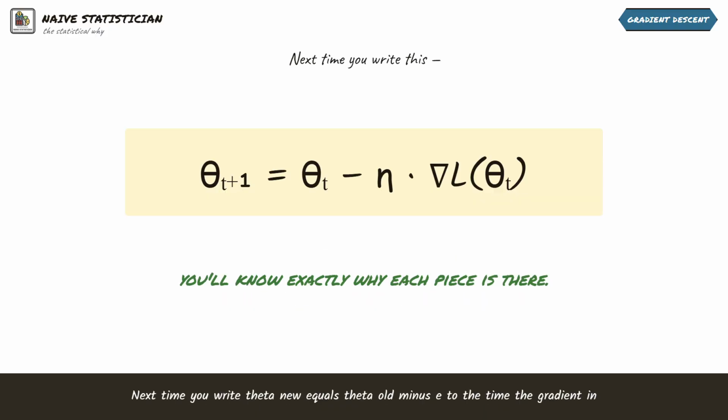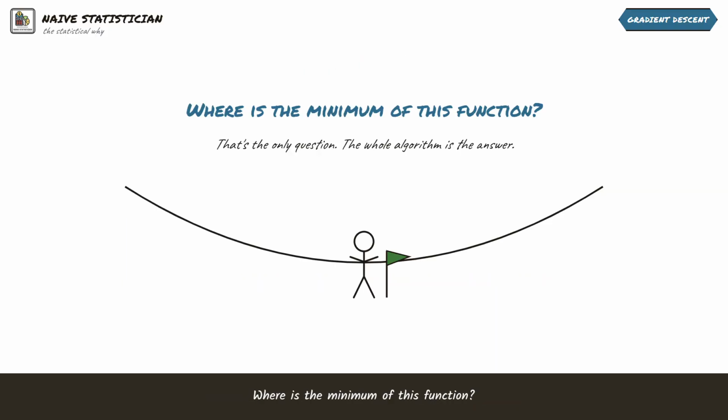Next time you write theta new equals theta old minus eta times the gradient in any code, any model, anywhere, you will know exactly why each piece of that line is there and what makes it work. The math is not intimidating once you see it clearly. It is just arithmetic in service of a very precise question. Where is the minimum of this function?